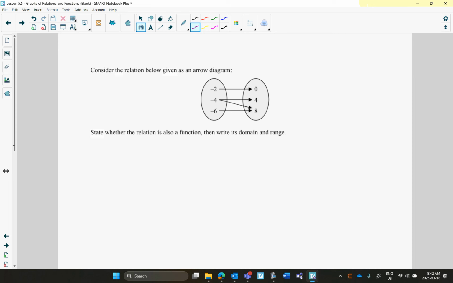So this one is shown as an arrow diagram. Again, I want to do three things: domain, range, and whether it's a function or not. So remember, in an arrow diagram, the domain is all the values in the first oval, the one on the left. So what would the domain of this relation be? And what would the range be? 0, 4, and 8.